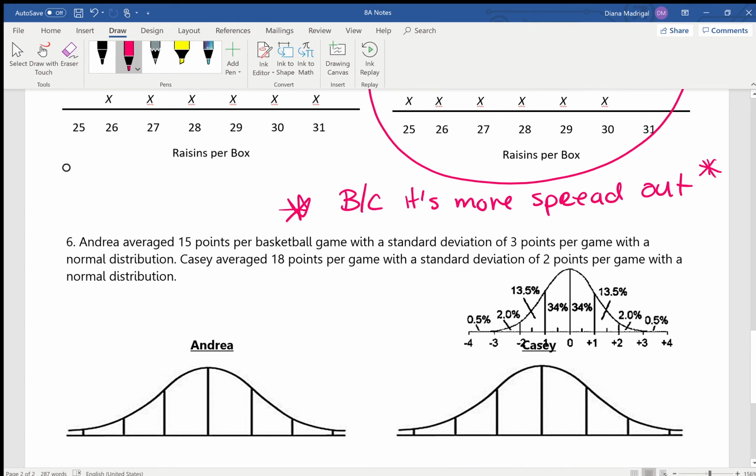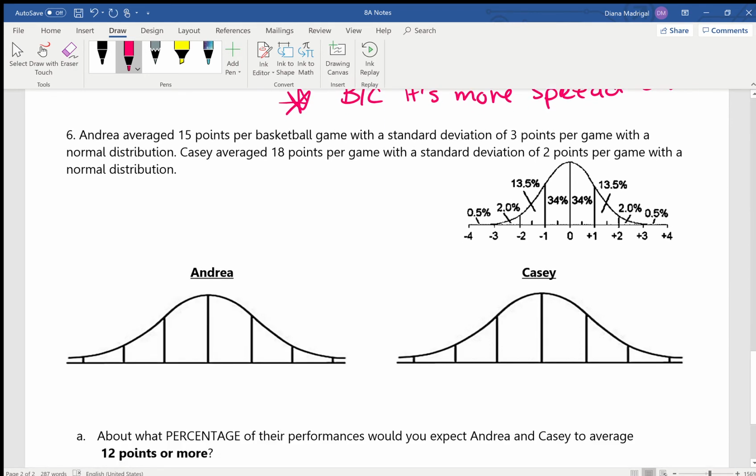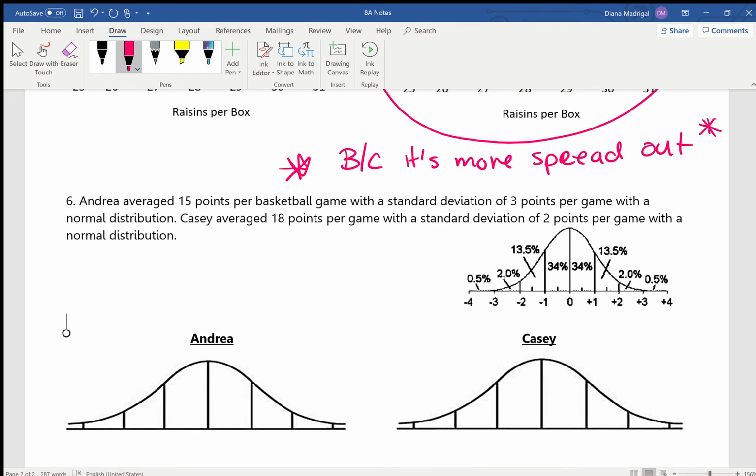Number 6. Number 6 is the trickiest question of all of them. Why? Because there are different steps that we have to do to answer this question. Alright, so before I read the problem, notice this chart right here. This is going to talk about the percentages of my graph.